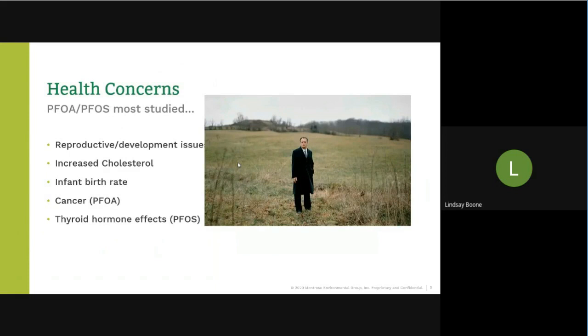So, health concerns. This is Rob Bilott. He was the lawyer that brought about the big lawsuit in Parkersburg, West Virginia against DuPont. One interesting thing that came out of that lawsuit was one of the largest human toxicology studies ever done in the United States. You had a small town with multi-generational exposure to PFAS.